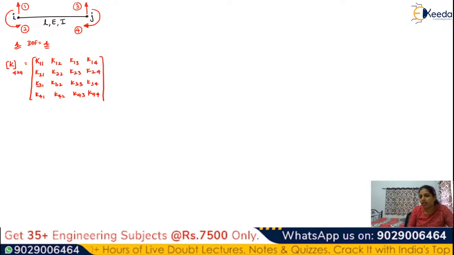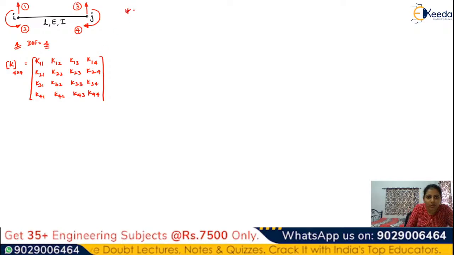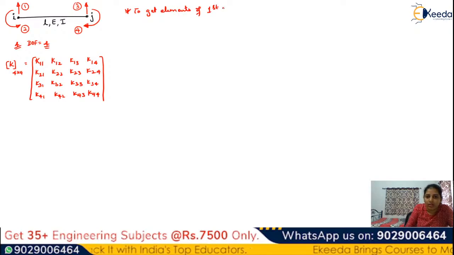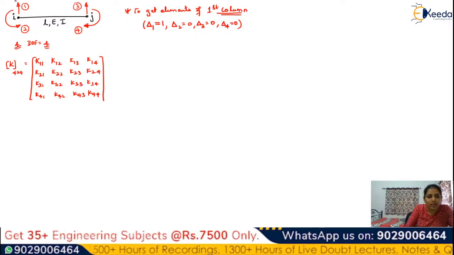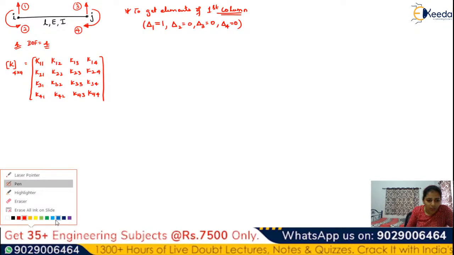Now let us start developing one by one. First, to get the elements of the first column. Always remember, please do it column wise. To get the elements of the first column, you have to apply unit displacement only in the first coordinate. In the second, third and fourth coordinates, the displacement should be equal to 0, right? So what is the first coordinate here? It is a vertically upward reaction. So how will your beam look now?